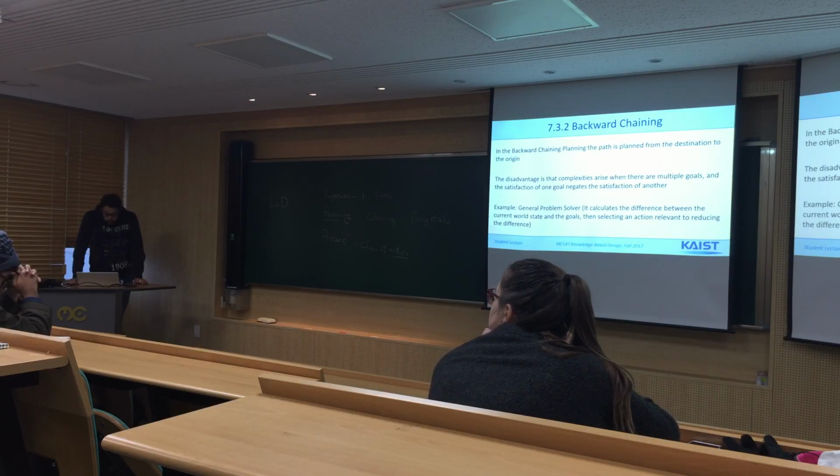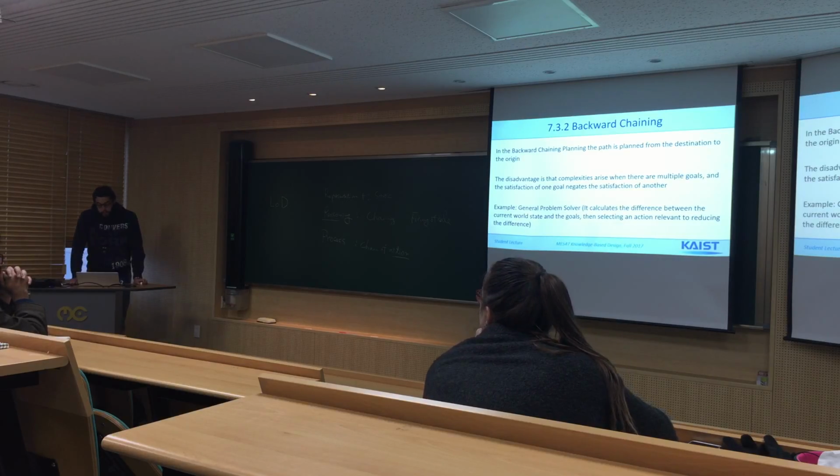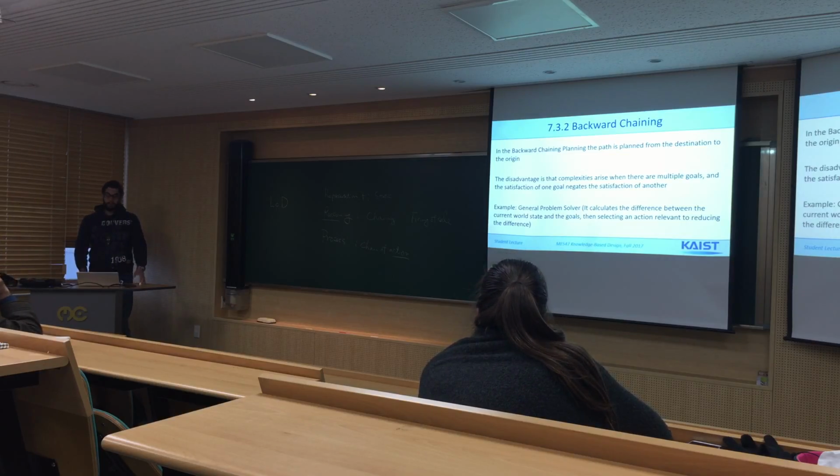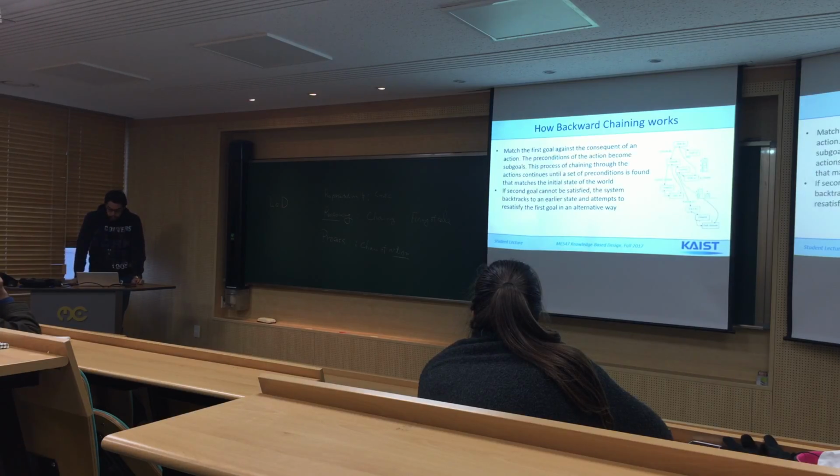One example of backward chaining is the GPS, which is the General Problem Solver. The GPS basically calculates the difference between the current state, so the point we are at right now, and the final goal, and it tries to reduce the difference between the current state and the final goal. We reduce until the current state and the goal are the same. In this way we reach the final goal backwards.